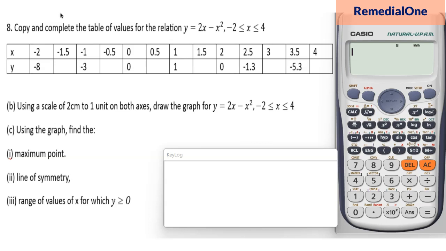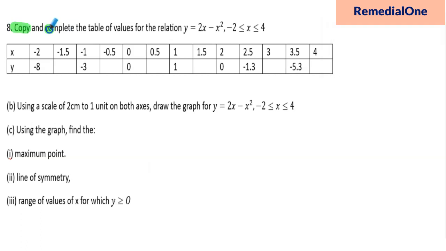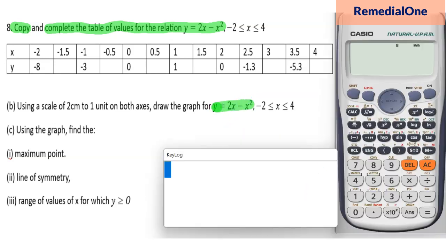Today we are going to look at WAEC 2022 question number 8, which happens to be a quadratic table. Copy and complete the table for the relation here. All that is asked is to copy and complete, so you're not going to show work. We are going to use this quadratic equation. You have your calculator, use it so that you can be speedy. So we are plugging in the points.